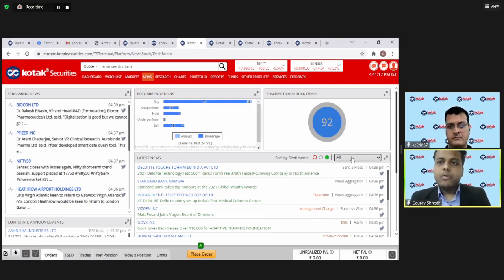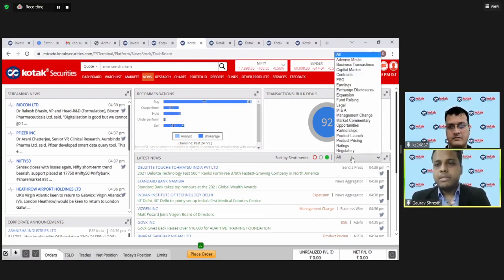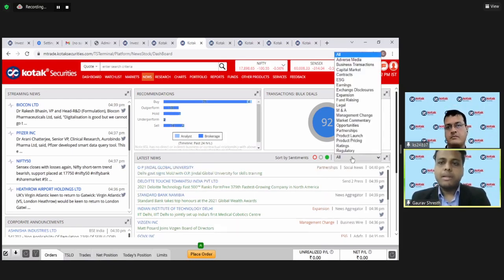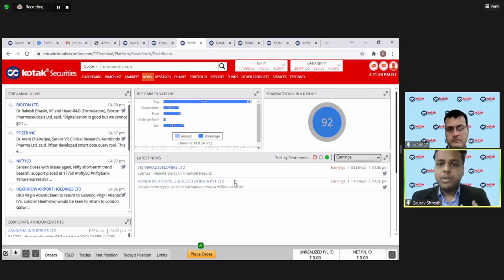Similarly, if you want to see the news based on a particular topic, let's say a product launch, a rating, or an expansion, you can click on that particular section and you will get news only related to that thing. So let's suppose I want to see the news of earnings. I'll click on earnings, and all the latest news regarding the earnings will show up on my screen.